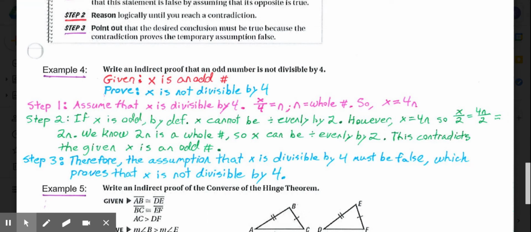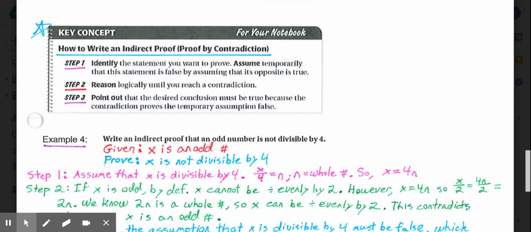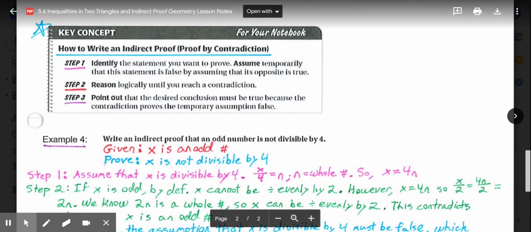I know it's confusing. Indirect proofs are, again, a piece you just need to be able to kind of look at these 3 steps and go through the process. They're not going to be the foundation of everything we do going forward.